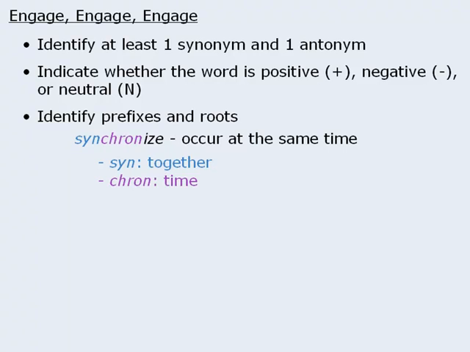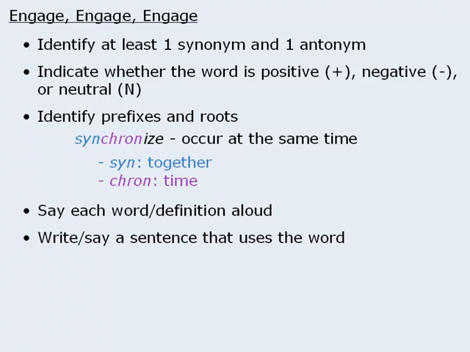Okay, another way to engage with each word is to say the word and definition aloud. Doing so will require multiple areas of your brain to work together, and activating different parts of your brain will lead to greater retention. Another tip is to write or say aloud a sentence that correctly uses the word. Or you might consider using imagery and mnemonic devices.